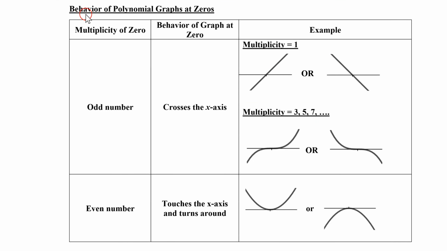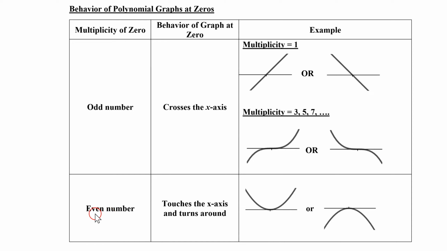And here's my summary. If I look at the multiplicity of my 0 being an odd number, the graph always crosses the x-axis at that 0. If the multiplicity is 1, it will go straight across. But if the multiplicity is higher, a higher odd number like 3, 5, 7, the graph flattens out more near the 0, but it still crosses the x-axis.